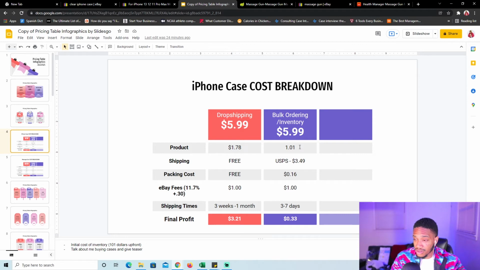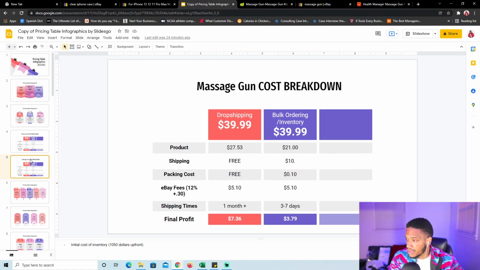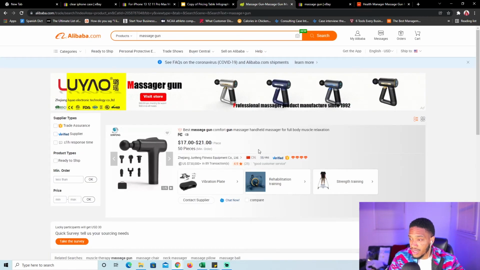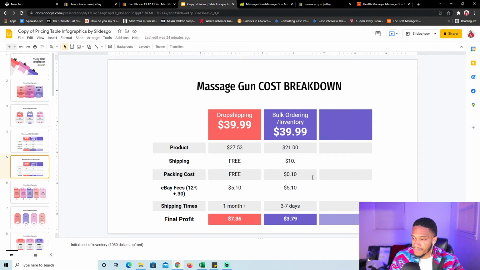To do that $1.01 purchase, you need $101 up front to buy the product. Now, when looking at the massage gun, you buy 50 pieces for $21.